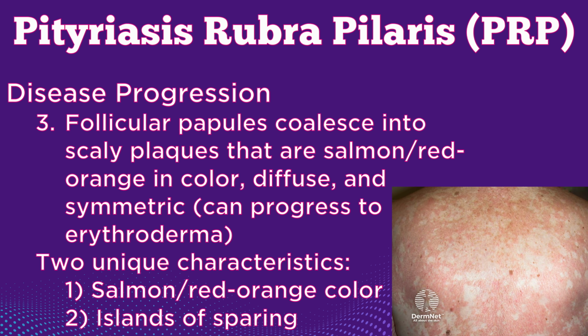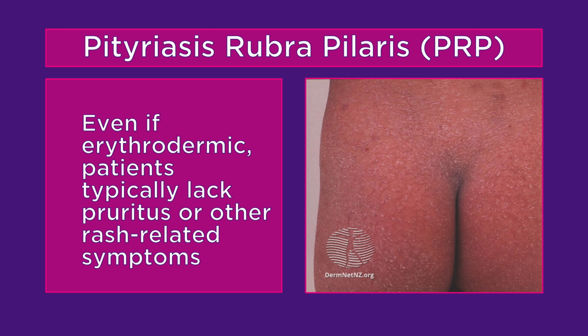These follicular papules affect the head, neck, trunk, and extensor extremities and dorsal fingers, and they eventually coalesce into scaly plaques with a salmon to red-orange color that is diffuse and symmetric, even to the point of erythroderma. There are two unique things about the plaques of PRP. One being their unique salmon to red-orange color, and two being that they have islands of sparing, meaning that there are often little islands of normal skin mixed into these confluent plaques. It's interesting that despite the extensive erythroderma that PRP patients can develop, they usually don't have pruritus or a lot of symptoms to go with it.